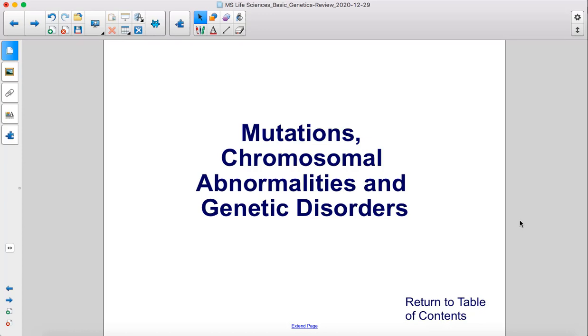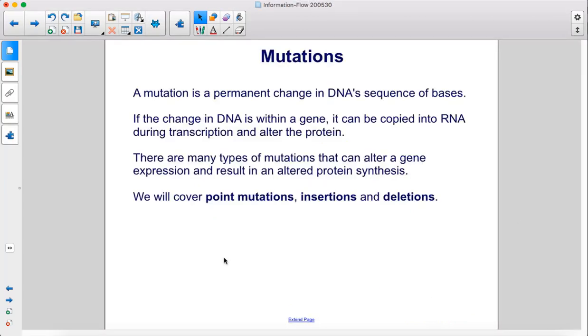Mutations, chromosomal abnormalities, and genetic disorders. A mutation is a permanent change in DNA's sequence of bases. If the change in DNA is within a gene, it can be copied into RNA during transcription and alter the protein. There are many types of mutations that can alter a gene expression and result in an altered protein synthesis. We will cover point mutations, insertions, and deletions.